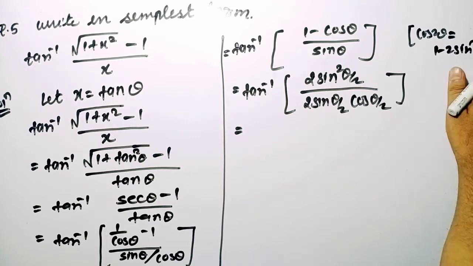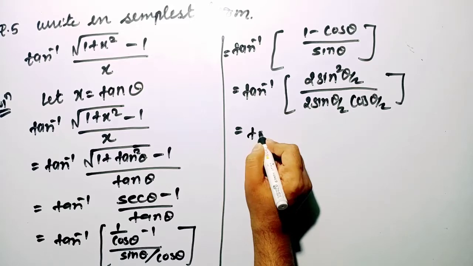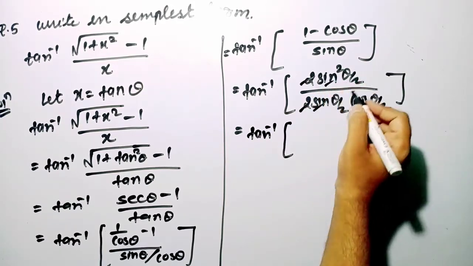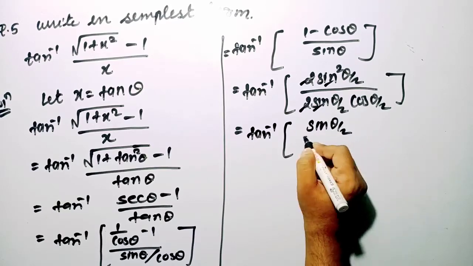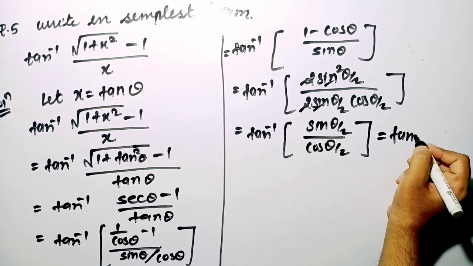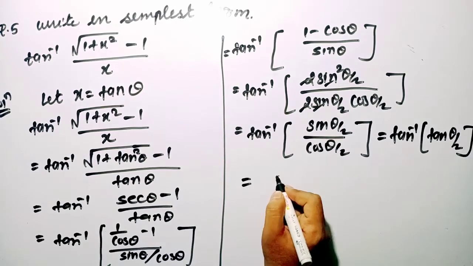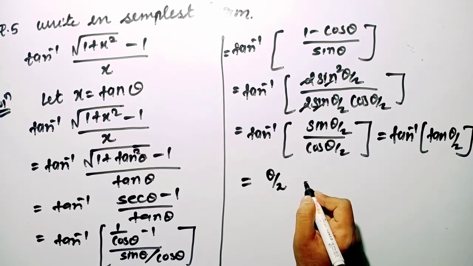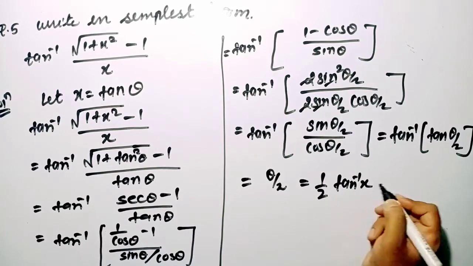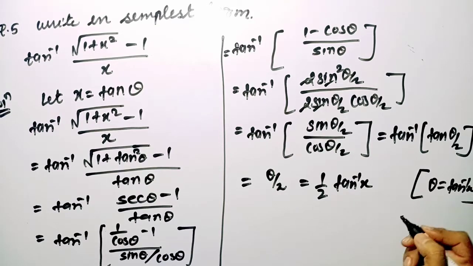Let us write the simplified form, then we will write the formula. So 2 cancels, one sin theta by 2 cancels, so we are getting sin theta by 2 and cos theta by 2. Okay students, so in tan inverse we are getting tan theta by 2, because sin theta by cos theta is equal to tan theta, so tan inverse into tan will be cancelled out, giving theta by 2. So what is the value of theta?